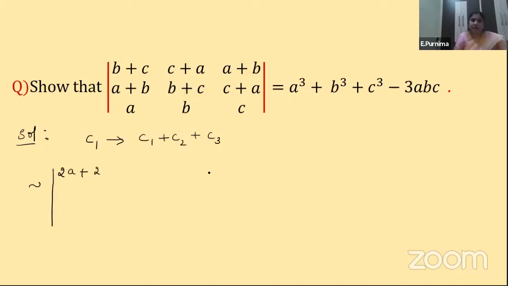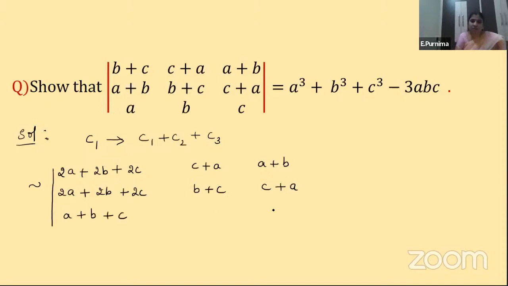Second column I am not making any change, only in column 1 I am making a change. So second column remains as it is, C plus A plus B. And the next second element of the first column, A plus B plus B plus C plus C plus A. Again we have two A's, two B's and two C's. So it is also again 2A plus 2B plus 2C. Okay, here it is B plus C, C plus A. I am not making any change in the column 2 and column 3. Next, A plus B plus C. Here only 1A, 1B, 1C are there. So A plus B plus C we get.